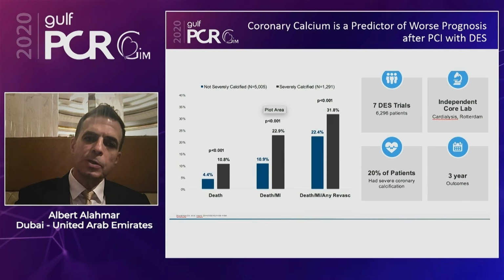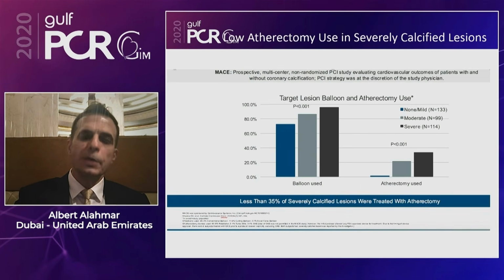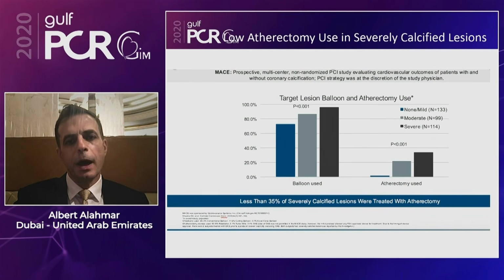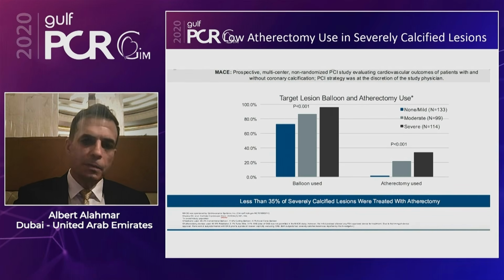This will mount to 22% if we add the myocardial infarction compared to the other arm, and death, MI, any revasc, they follow the same pattern. So we really do have strong evidence of how important it is that we prepare our patients' coronary artery lesions properly before we deploy our stents. This is just a striking slide.